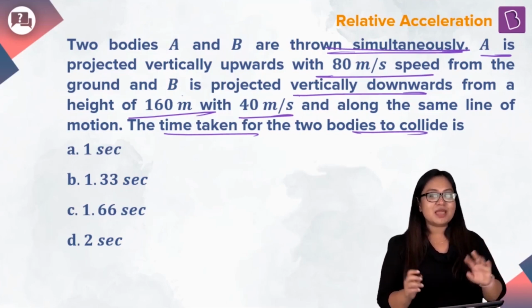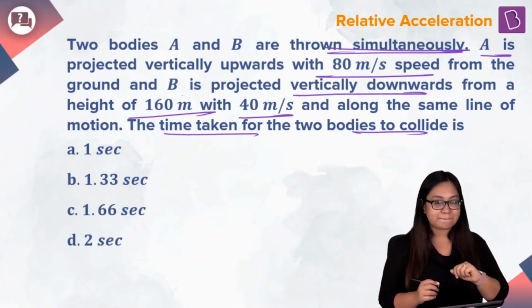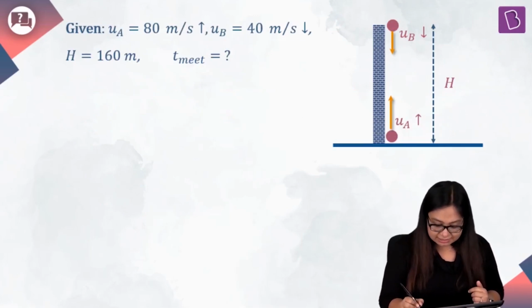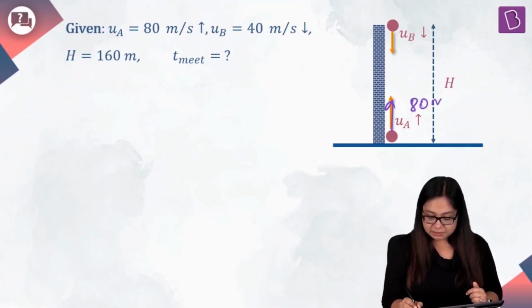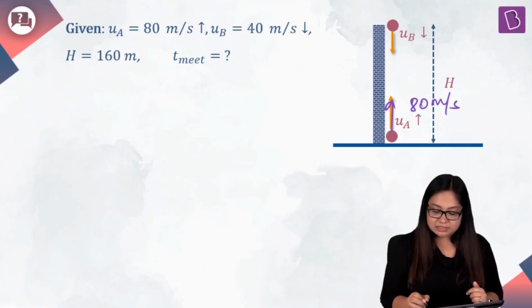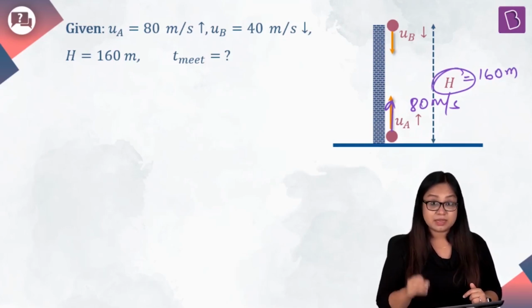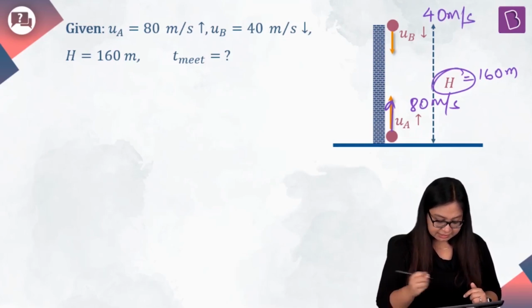So we have two motions happening. Both are motion under gravity. One ball is thrown from up and other ball is thrown from down. So let's say this is ball A. Ball A is thrown up with an initial velocity of 80 meter per second like this. And ball B is thrown from the top of the tower. Let's say tower's height is h. H is given as 160 meters. B is thrown vertically downwards with an initial velocity of 40 meter per second.